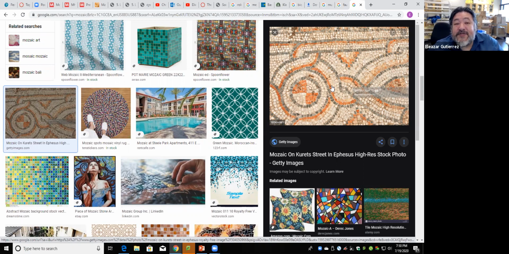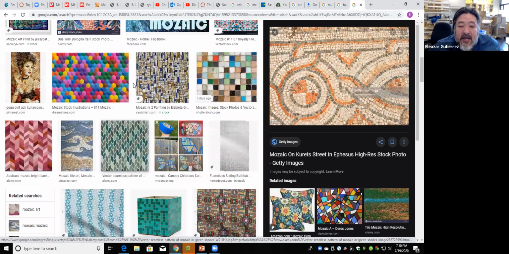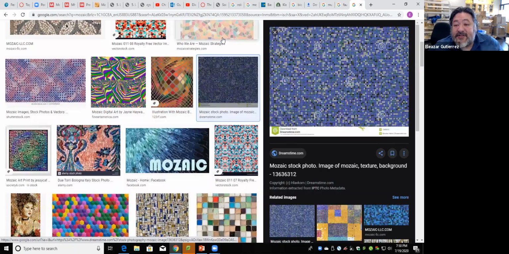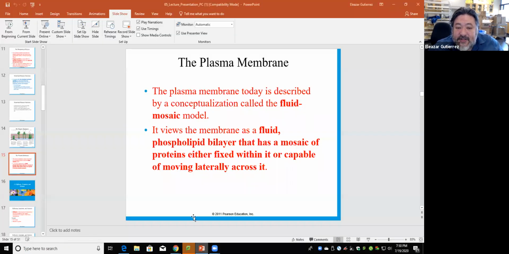What you're seeing is proteins. There are so many proteins on the surface of the phospholipid bilayer that you almost can't see the phospholipid bilayer. You literally have a mosaic of different proteins, and it would look something like this, a randomness like that. Why?